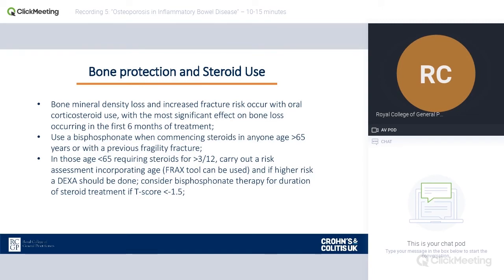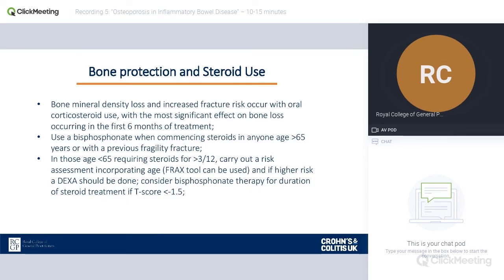So let's go on to talk about bone protection and steroid use. I've obviously already mentioned that if possible, we avoid using steroids, but unfortunately there are going to be patients that require this to control flares and get their disease into remission in the first place. What we do know is that bone mineral density loss and increased fracture risk occur with oral corticosteroids, and the most significant effect on that bone loss is within the first 3 to 6 months of treatment. So really we need to be thinking about it early on in our introduction of steroids.